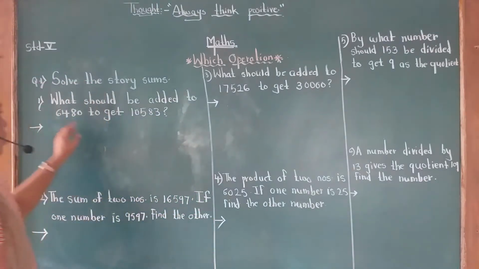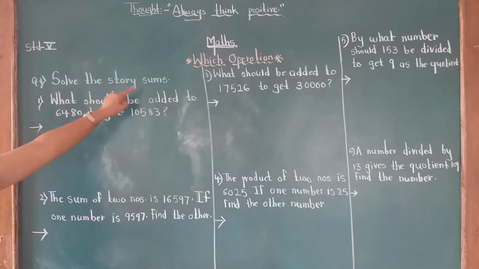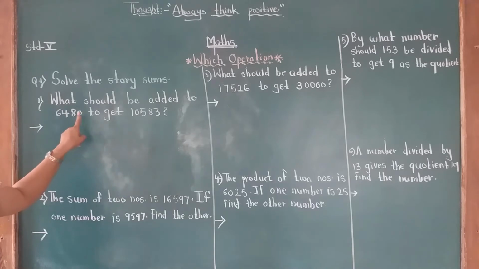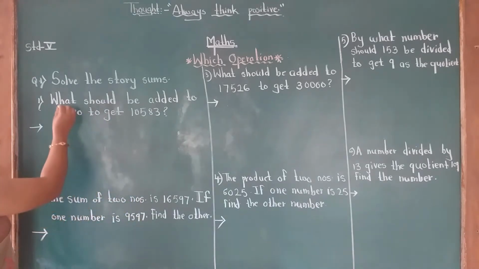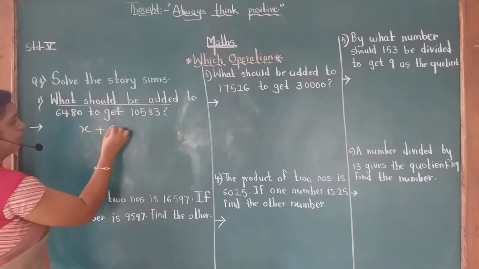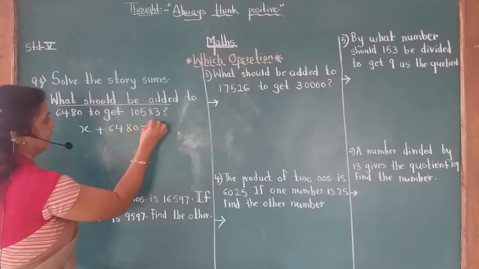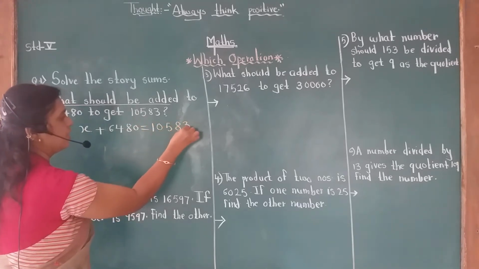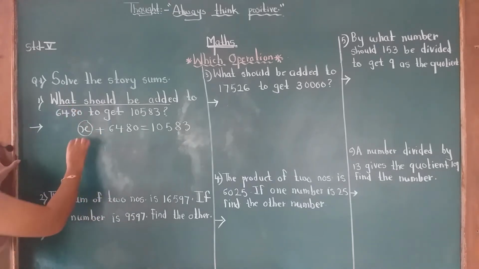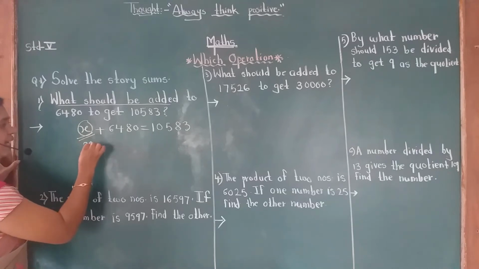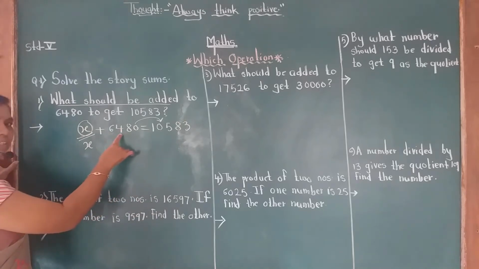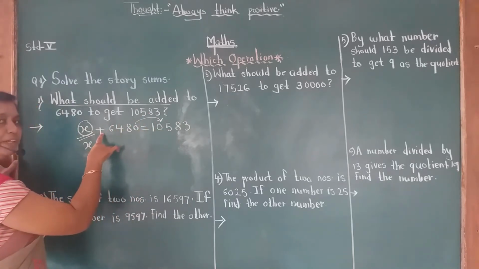Let us see. See, question number 1, that is solve the story sums. What should be added to 6418 to get? So what should be added means x should be added to this number so that you will get the answer this. So this is your equation and you have to find out the value of x. To find the value of x, you have to keep x this side and you have to shift this number this side.